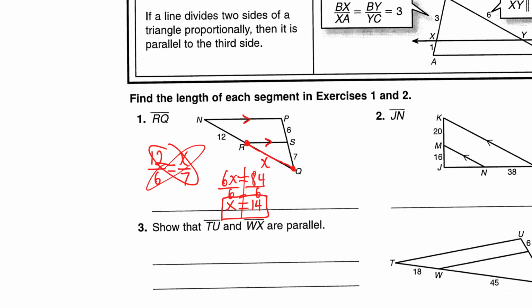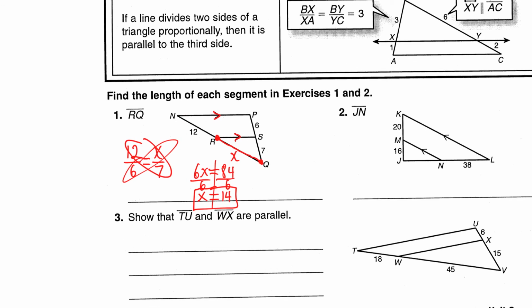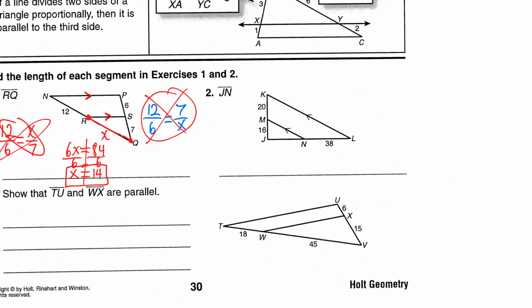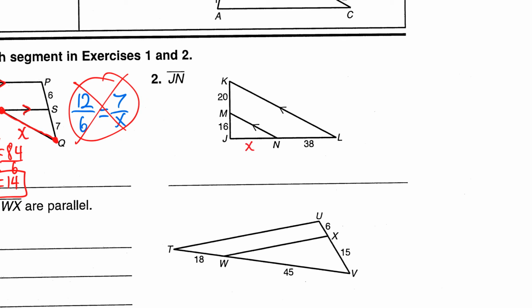Okay. Now, again, let's set it up in a way that would be wrong. So let's say I did 12 is to 6. What would be the wrong way to do it? 7 is to x. That way right there would give you the wrong way. Remember, you've got to just be consistent. However you start on the first one, you've got to go in the same way for the second ratio that you set up.